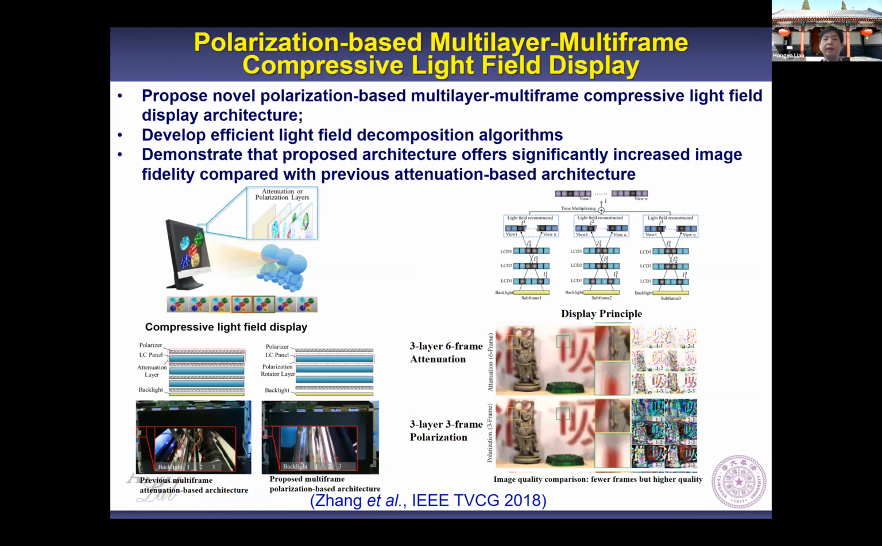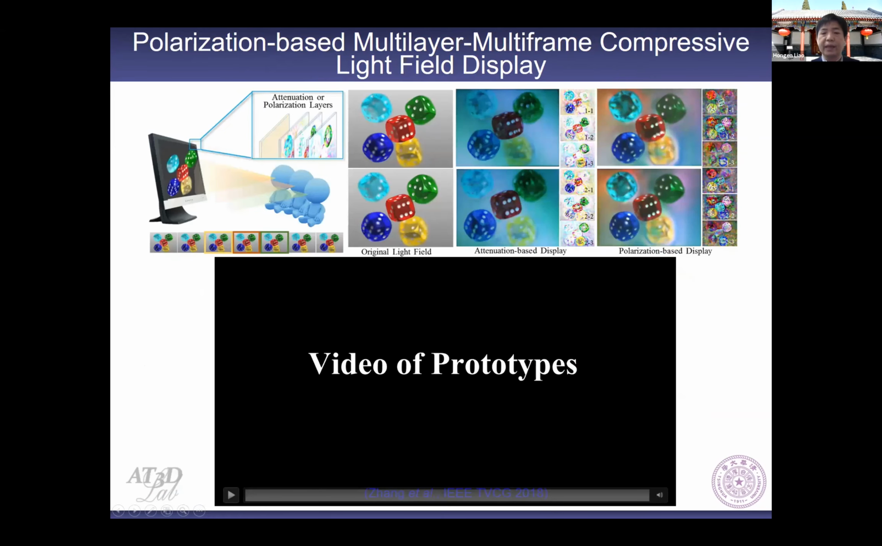So for the display, how can we make a high resolution and high speed display? For the high resolution, we also made a multi-layer, multi-frame live view display like this one. You can see that we can make a very high quality display, and it's a kind of autostereoscopy display like this one.